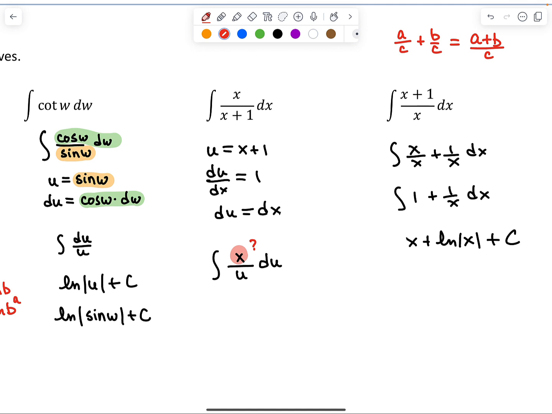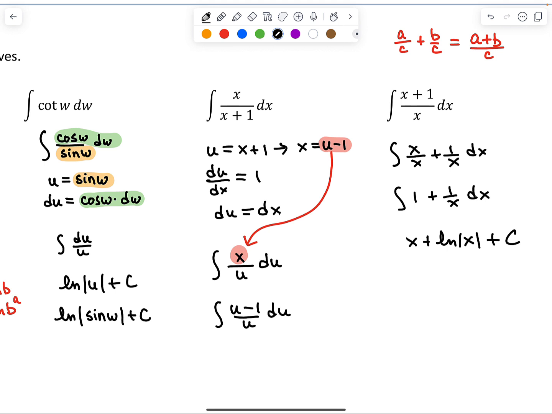Well, the key to doing this will be to take my u equals x plus 1 and solve it for x. So x must be equal to u minus 1. This gives me the key to substitute on that x. So I can do one more substitution. x becomes u minus 1, this is over a u, and we have a du.